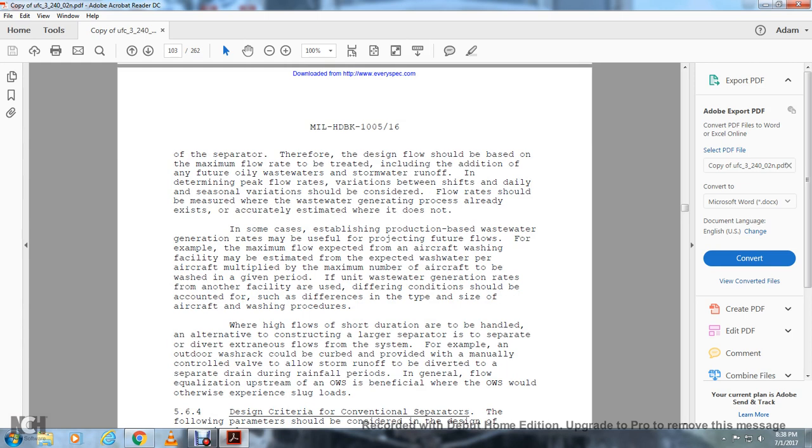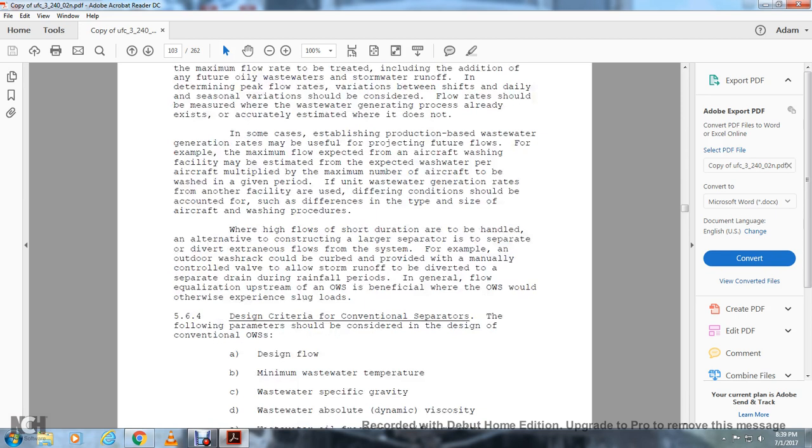For example, the maximum flow expected from an aircraft washing facility may be established from the expected wash water per aircraft multiplied by the maximum number of aircraft to be washed in a given period. If the unit wastewater generation rates come from another facility, the different conditions should be accounted for, such as differences in the type and size of aircraft and washing procedure.